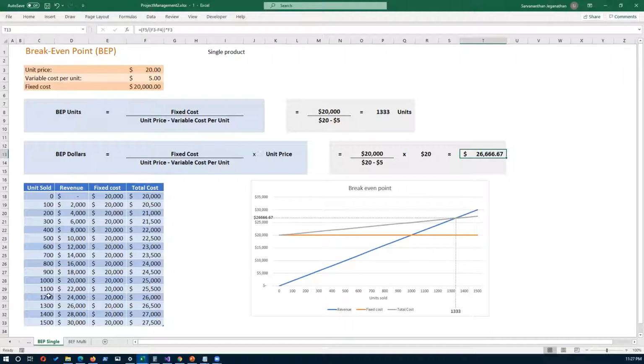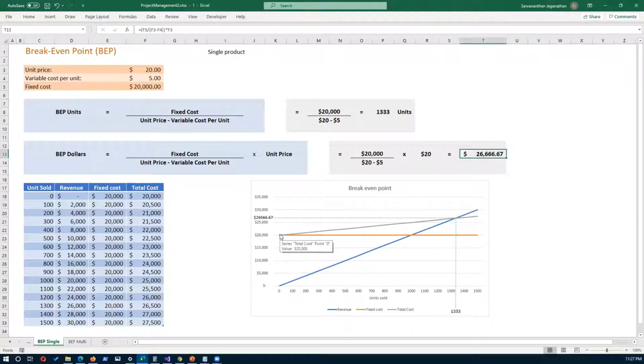If you plot this in a graph, we have the number of units increasing, and the revenue increases, while the fixed cost remains the same. The orange line is the fixed cost. The total cost increases, where total cost is equal to fixed cost plus variable cost. The variable cost increases as you increase the number of units being produced, so that increases the total cost. When you do not produce anything, the total cost is 20,000, because that is the fixed cost, which you are going to have regardless.